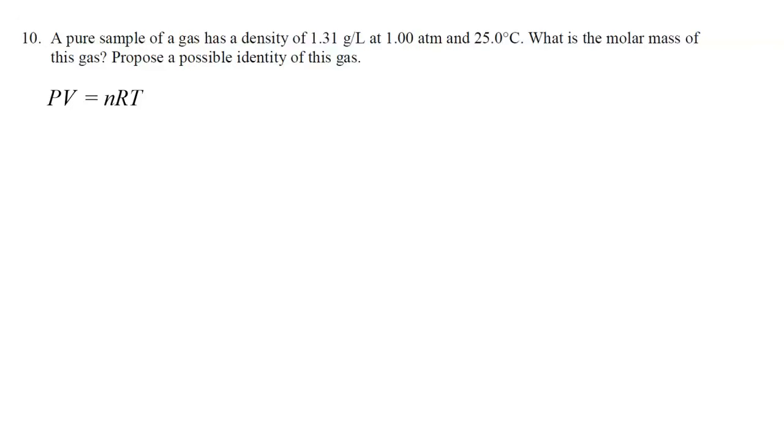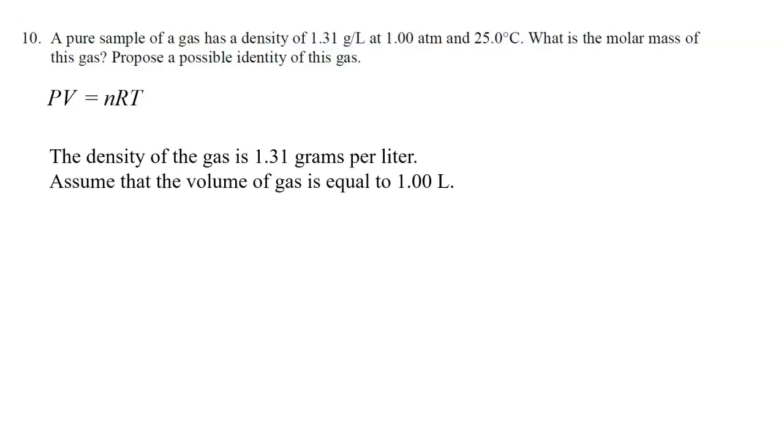We're going to go ahead and try to calculate the number of moles of gas, but we have to make an assumption about the volume of the gas. That wasn't given to us in this question. So let's go ahead and assume that we have exactly 1 liter of gas. The density of the gas is 1.31 grams per liter. Let's assume that we have exactly 1 liter of this gas. So now, based on that assumption, we know the volume is 1 liter.